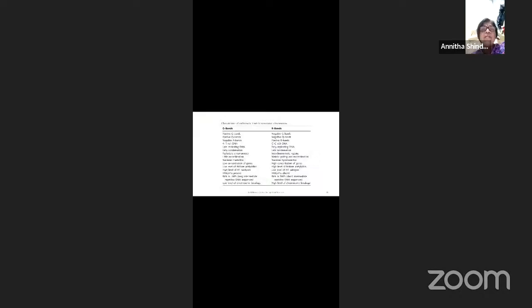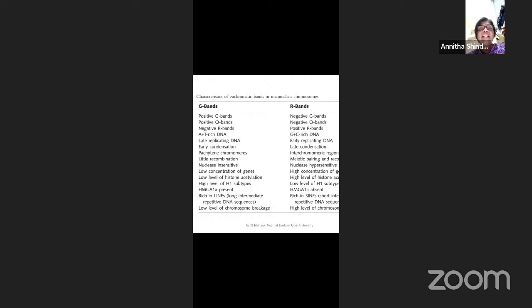Then you have the G banding technique, in which the chromosomes are subjected to controlled digestion. The Q banding technique we have already seen. Then R banding, T banding, and C banding techniques. So these are the different types of banding techniques that we use. Next, you have the characteristics of euchromatic bands in mammalian chromosomes. In mammalian chromosomes, you see G bands as well as R bands. This is only the basic structure.